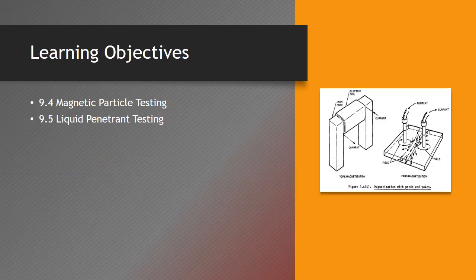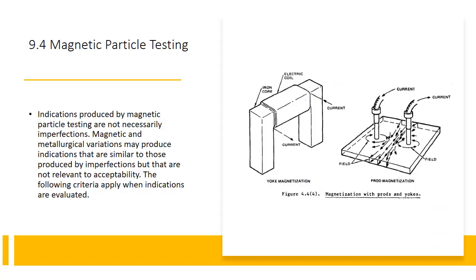Learning objectives. We're going to cover 9.4 mag particle testing and 9.5 liquid penetrant testing. 9.4 mag particle testing. Indications produced by magnetic particle testing are not necessarily imperfections. Magnetic and metallurgical variations may produce indications that are similar to those produced by imperfections, but that are not relevant to acceptability. The following criteria shall apply when the indications are evaluated.